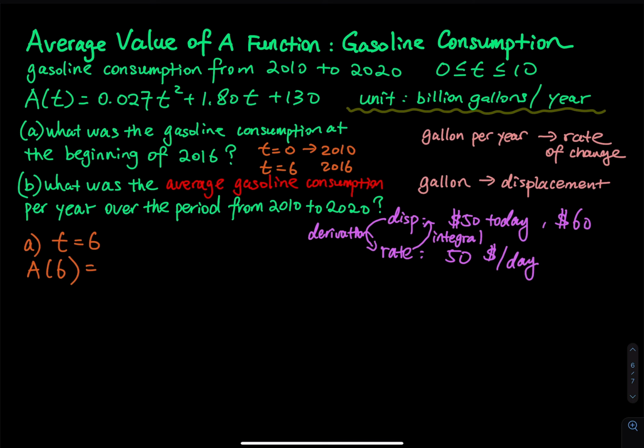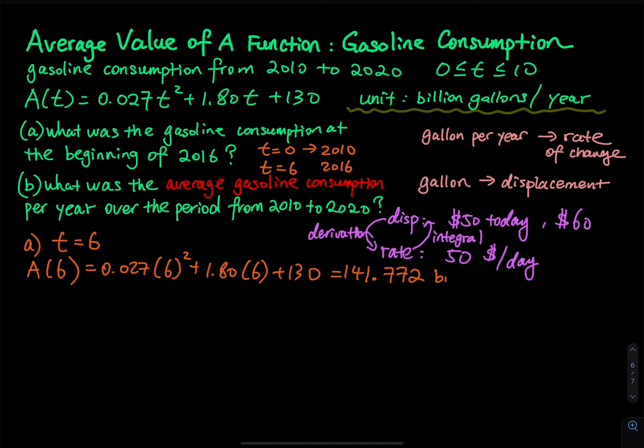All right, so A of 6, this is 0.027 times 6 squared plus 1.80 times 6, and then plus 130, and that is equal to 141.772. The unit is billion gallons per year.